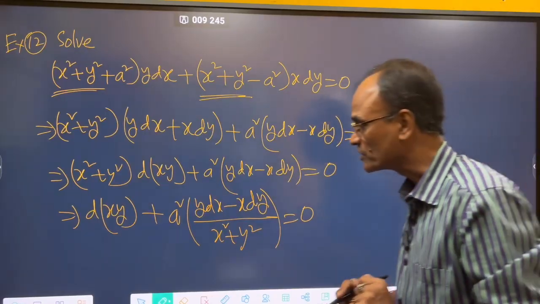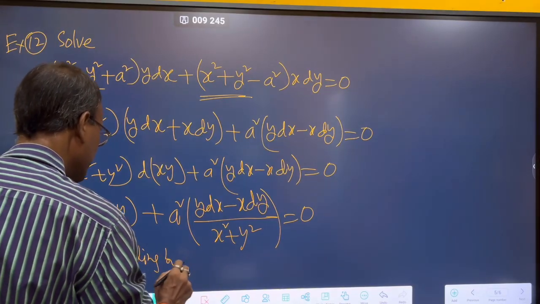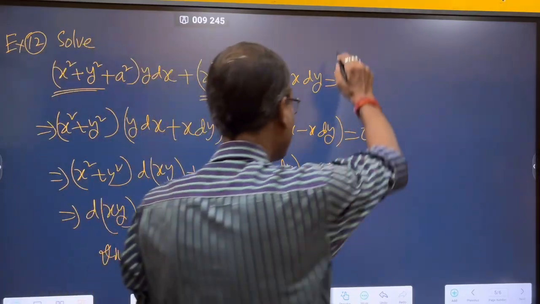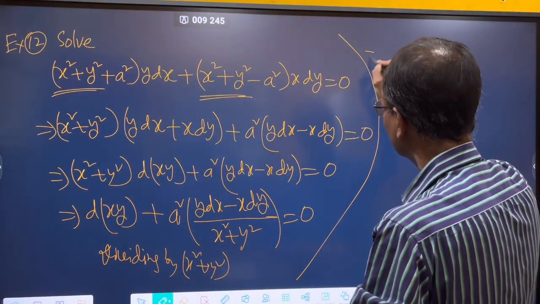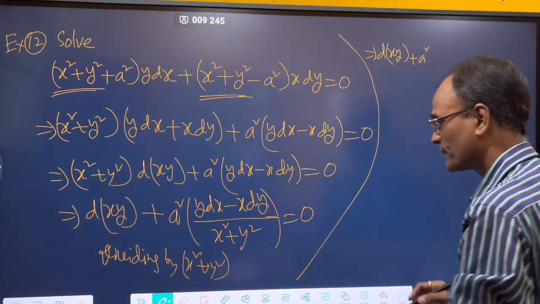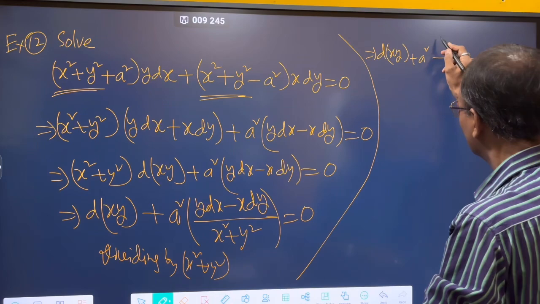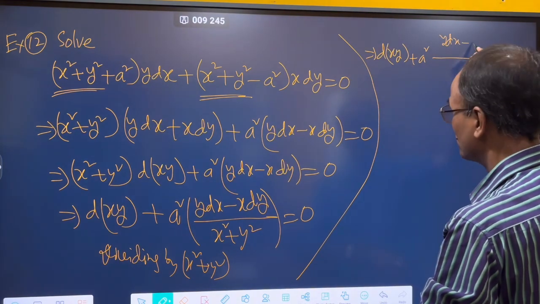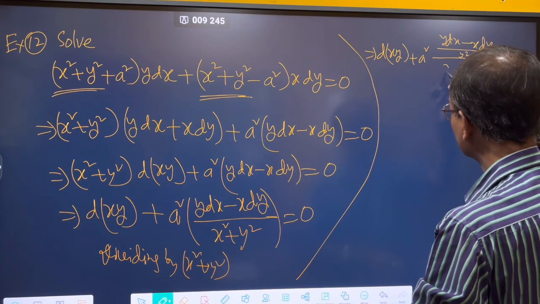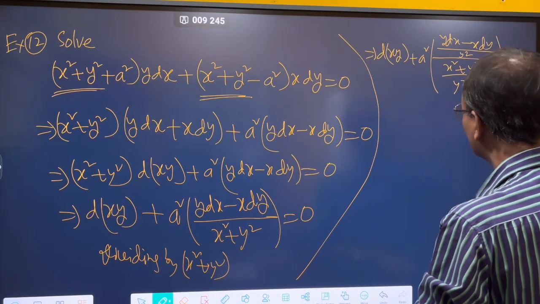Dividing by x square plus y square, here d of xy plus a square, dividing numerator and denominator by y square, equal to 0.